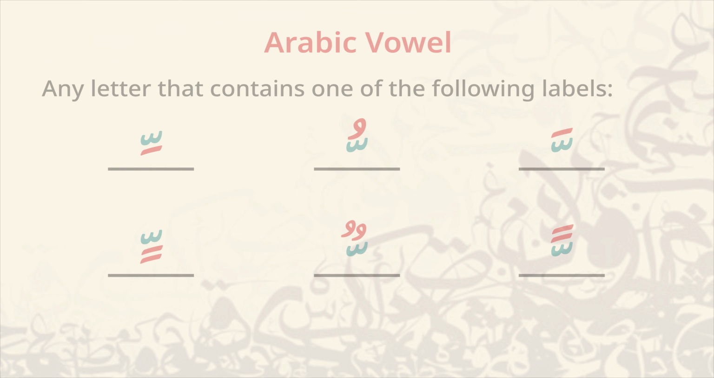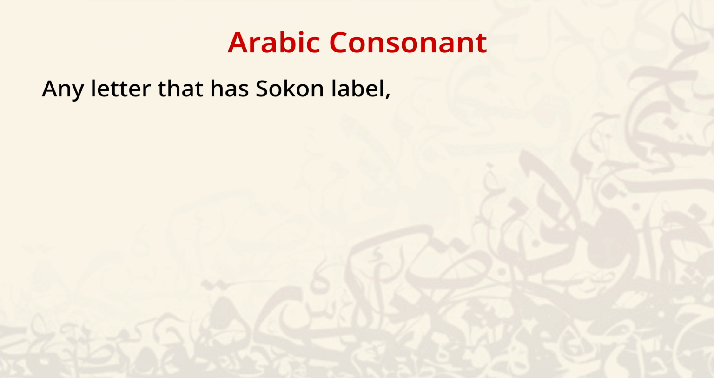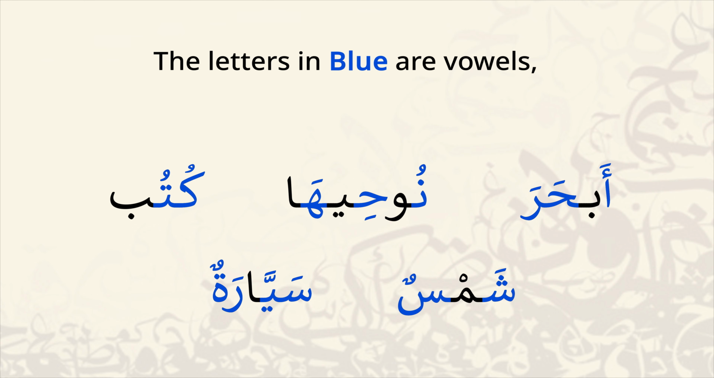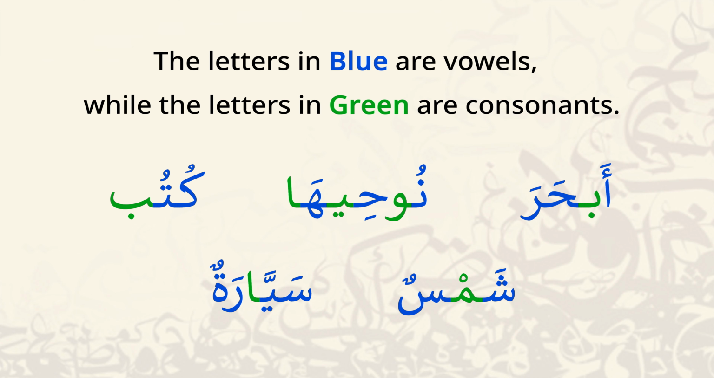On the other hand, when you see a letter labeled with sukoon, which is a small circle on top, or if you see the letter empty of any label above or below, this letter is a consonant. In the following words, the letters in blue color are all vowels, while the letters in green are all consonants. As you see, a letter might be a vowel in one word and a consonant in another, depending on its label. Let's now learn about the first rule of breaking down words.